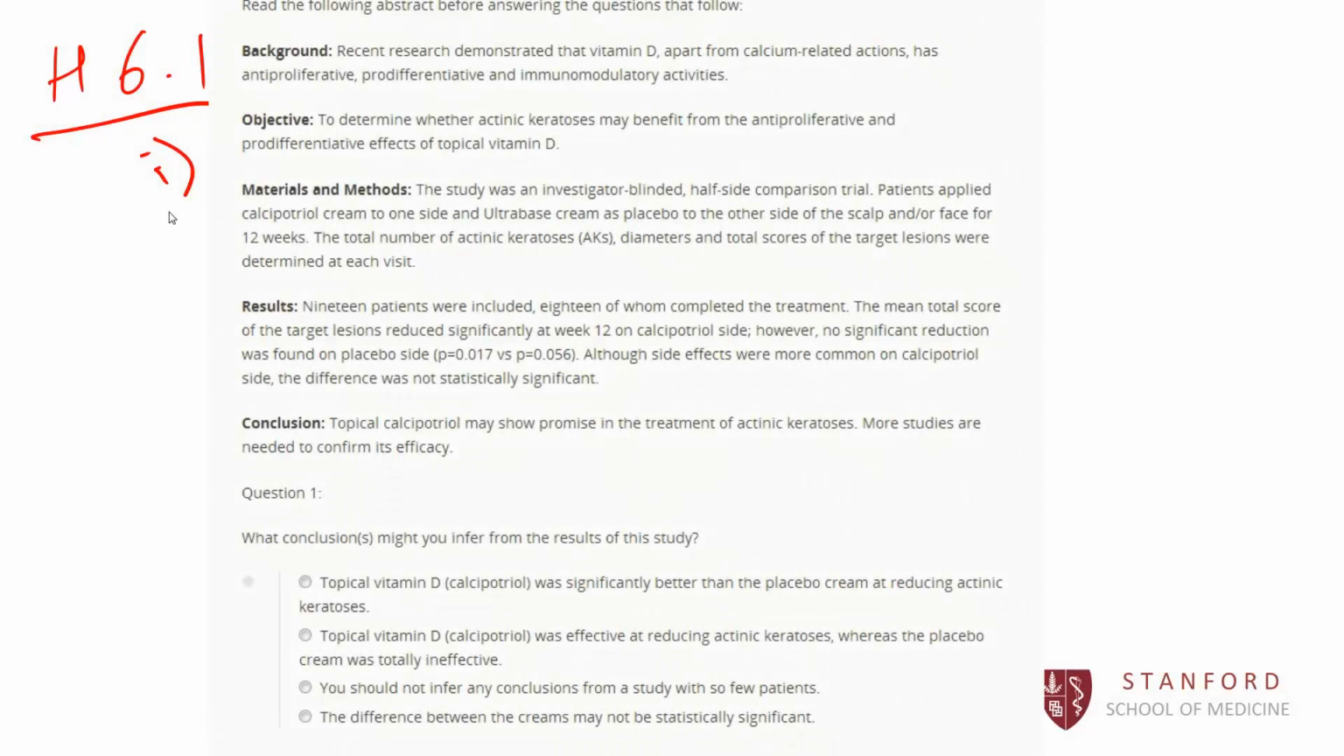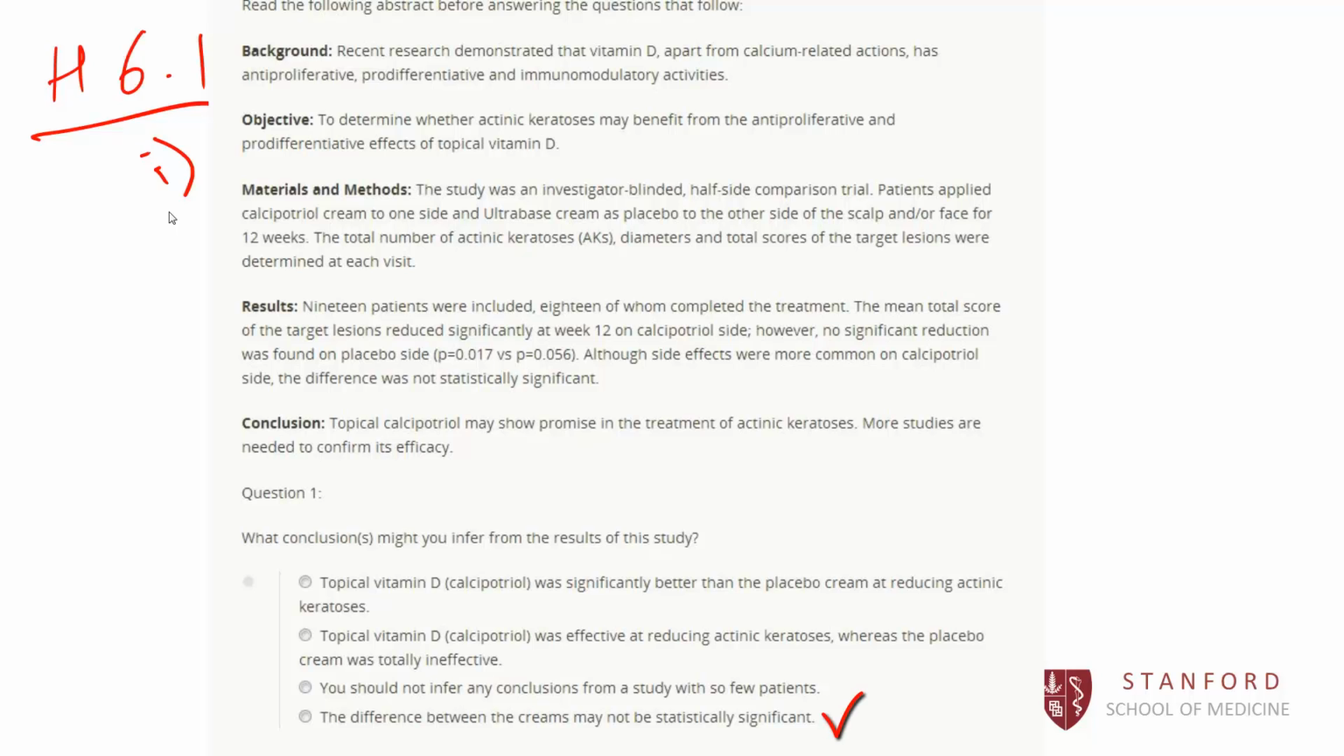This question compared the effect of calcipotriol cream versus ultra base cream on the reduction of skin lesions. We had p-values of 0.017 for the calcipotriol cream versus p-values of 0.056 for the ultra base. The answer to the first question is D.